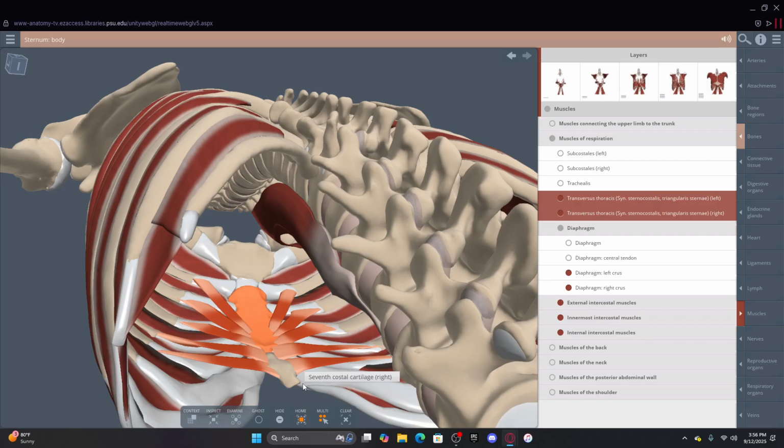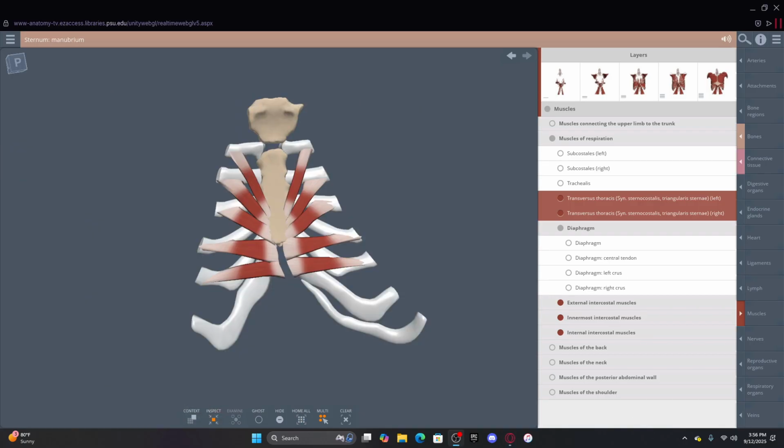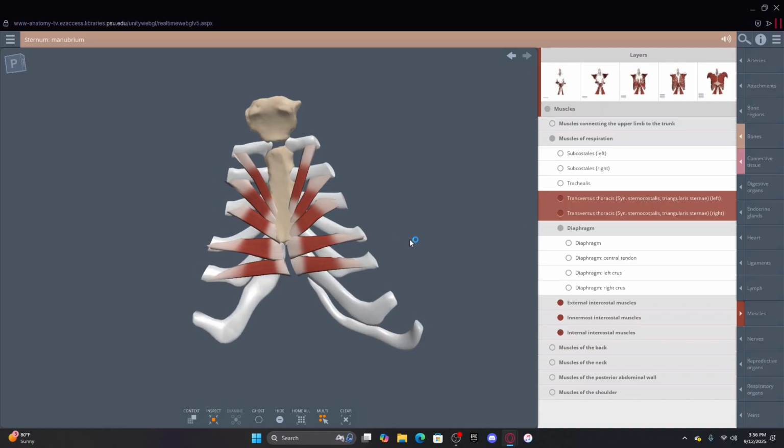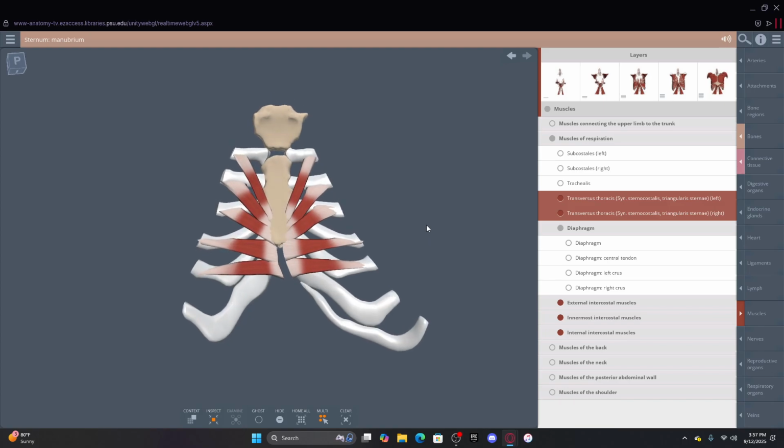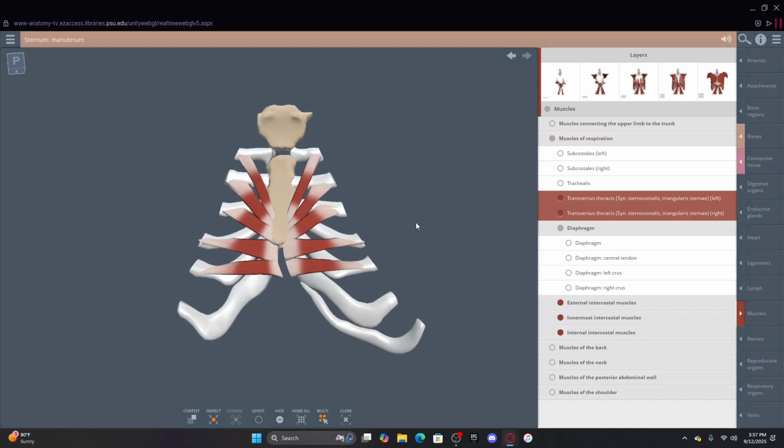All right. So now we're going to move into the vasculature. But before we do that, I want you guys to see how transverse thoracis looks, similarly to how when we remove the rib cage on the donors. It looks very similar. You kind of see that flower-like shape or that leaf-like shape.